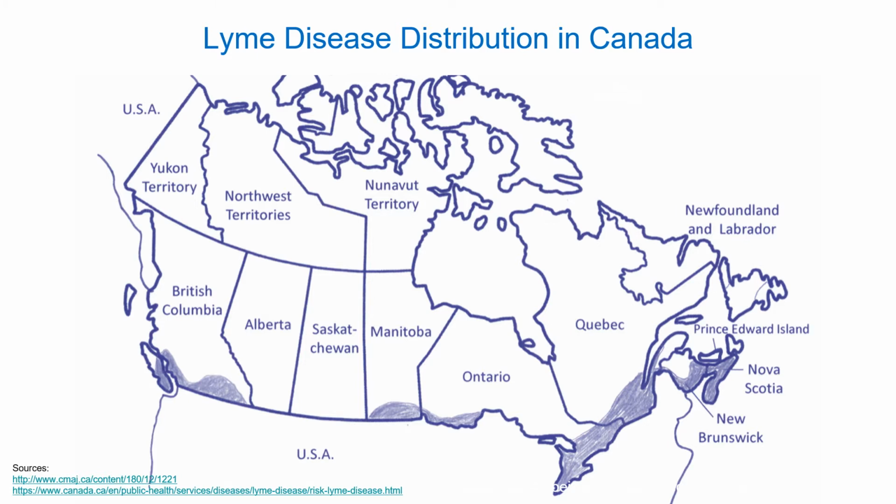So where do we find Lyme disease in Canada? It turns out the ticks have been found all over Canada in all 10 provinces, and I believe at least Northwest Territories. I'm not sure about Nunavut or Yukon. But where does the disease normally transmit?